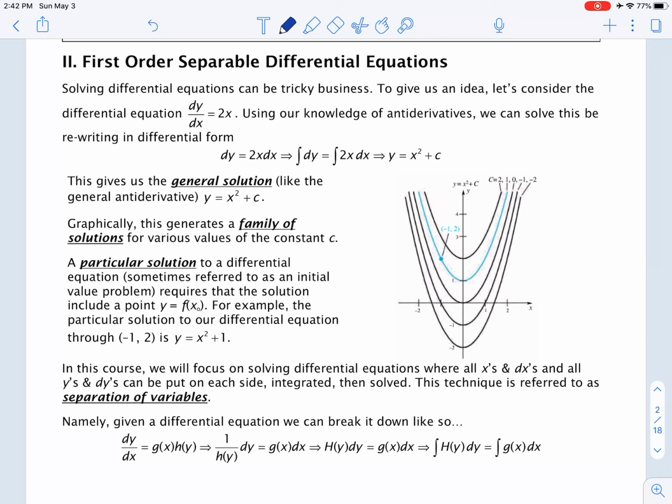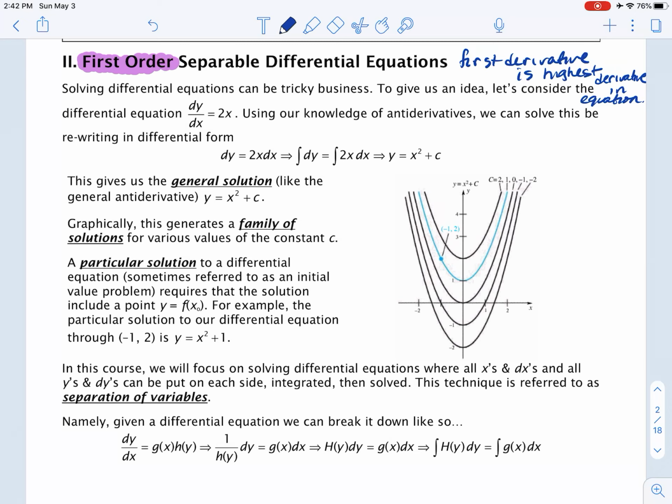First order means that the highest derivative in your equation is a first derivative.